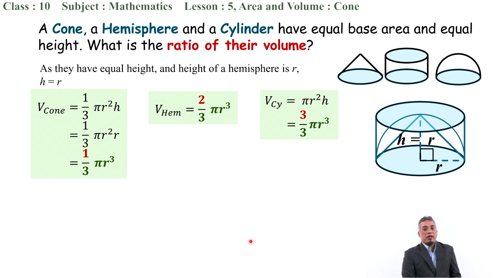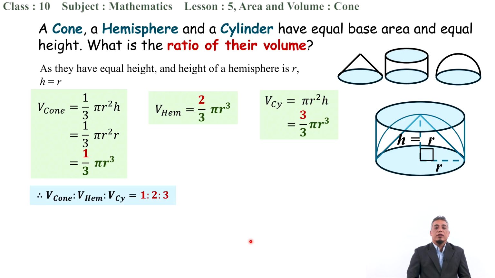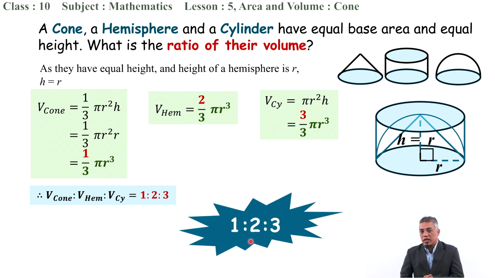Okay, then if you compare now, the ratio is simply 1 is to 2 is to 3. So the correct answer for this question is, the ratio is 1 is to 2 is to 3. Okay, now let's move on to some solving problems.